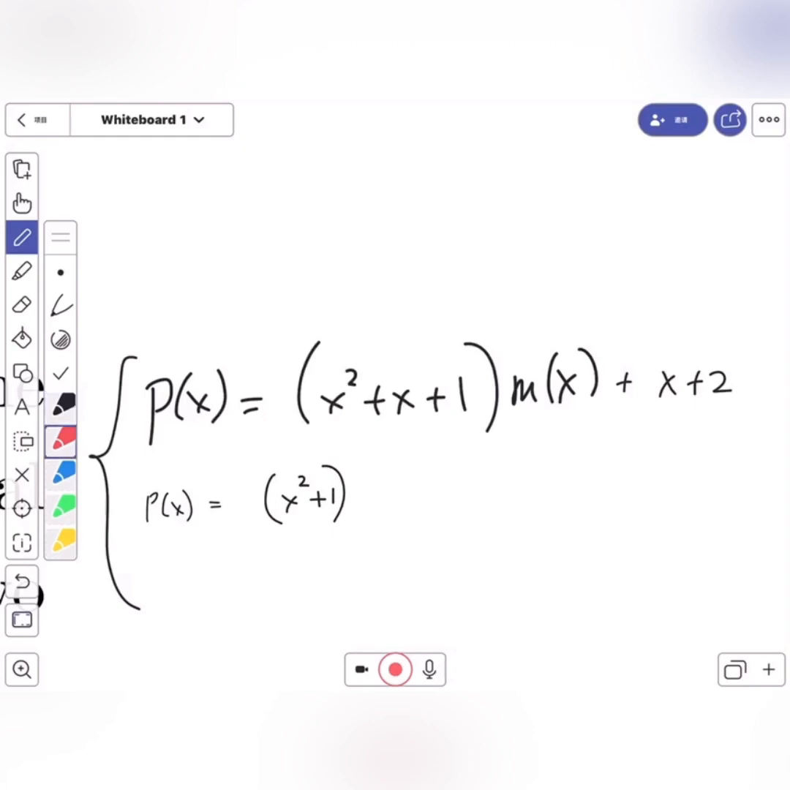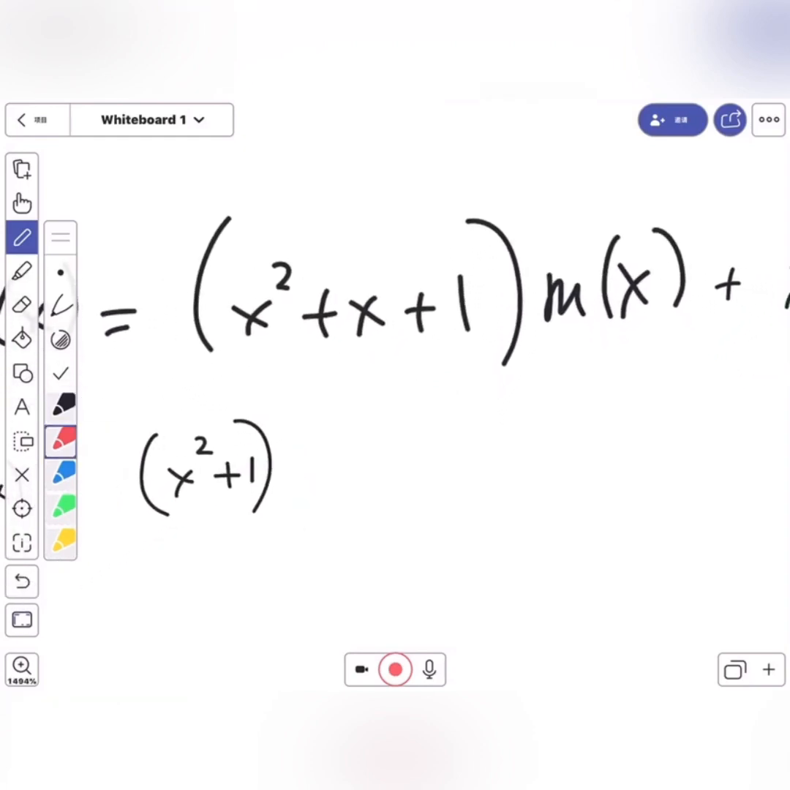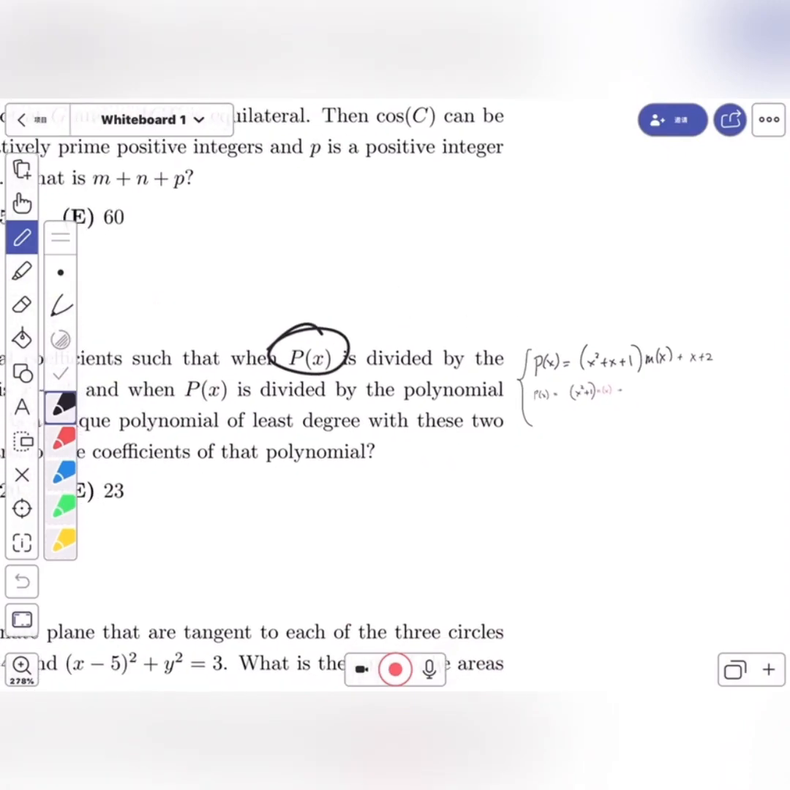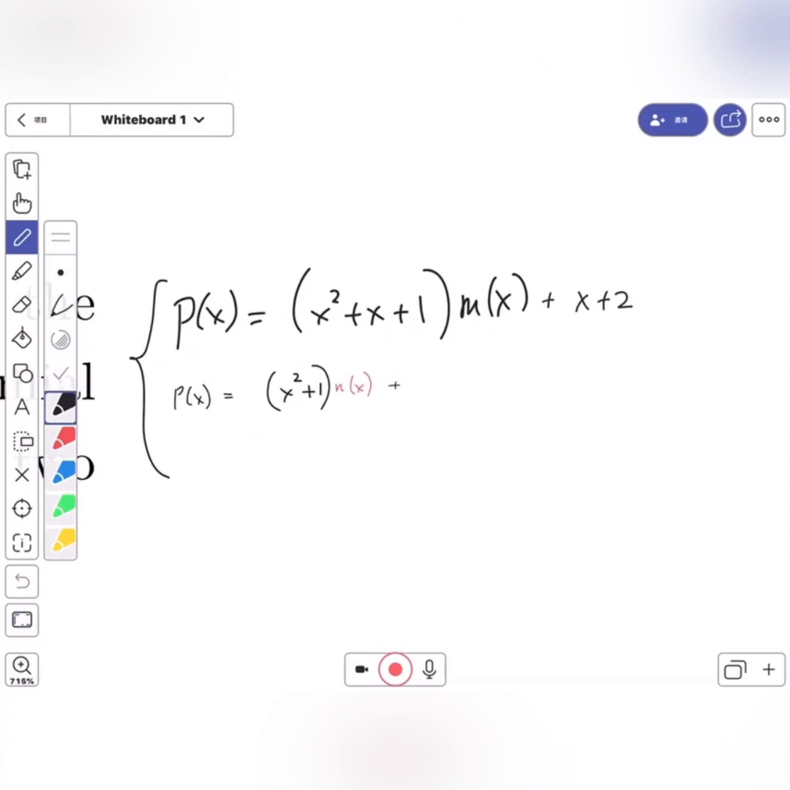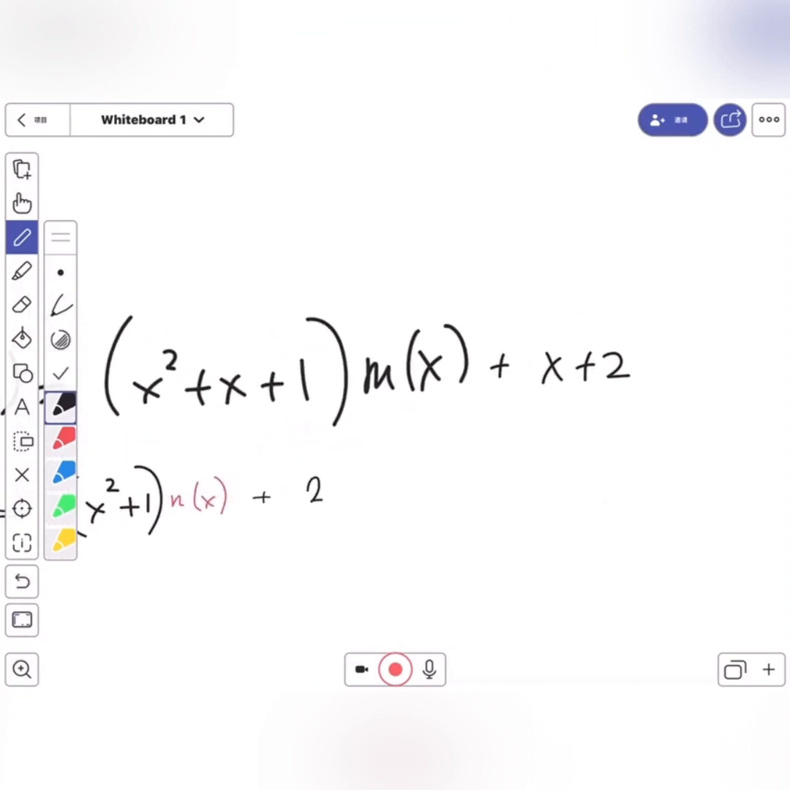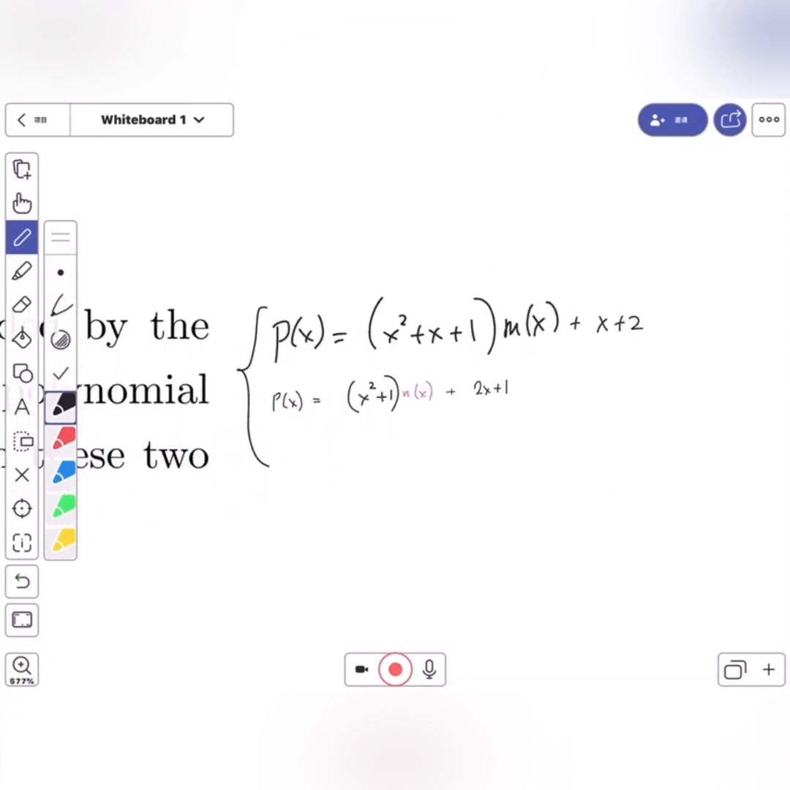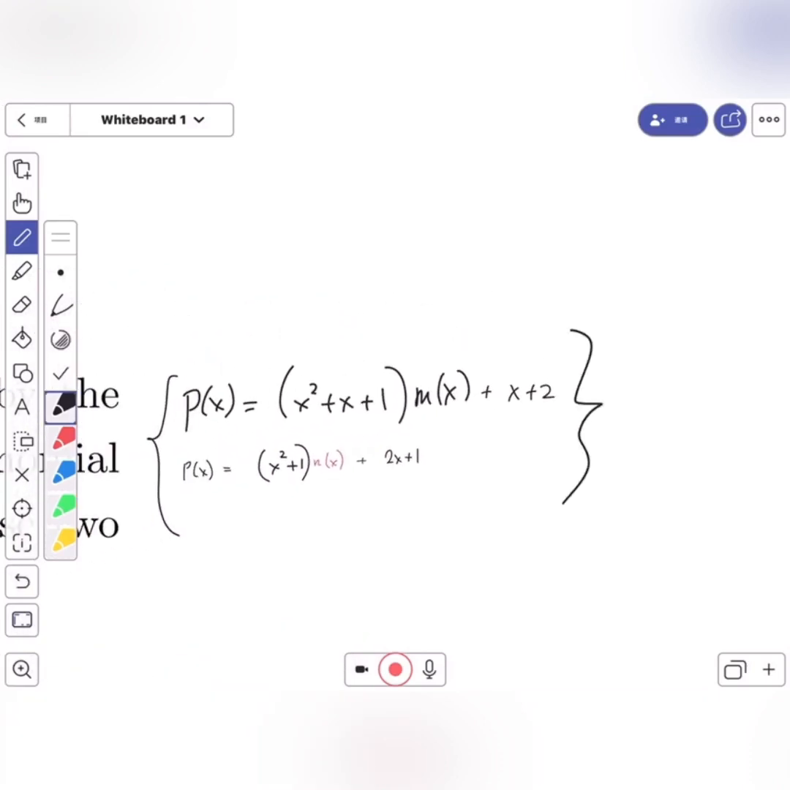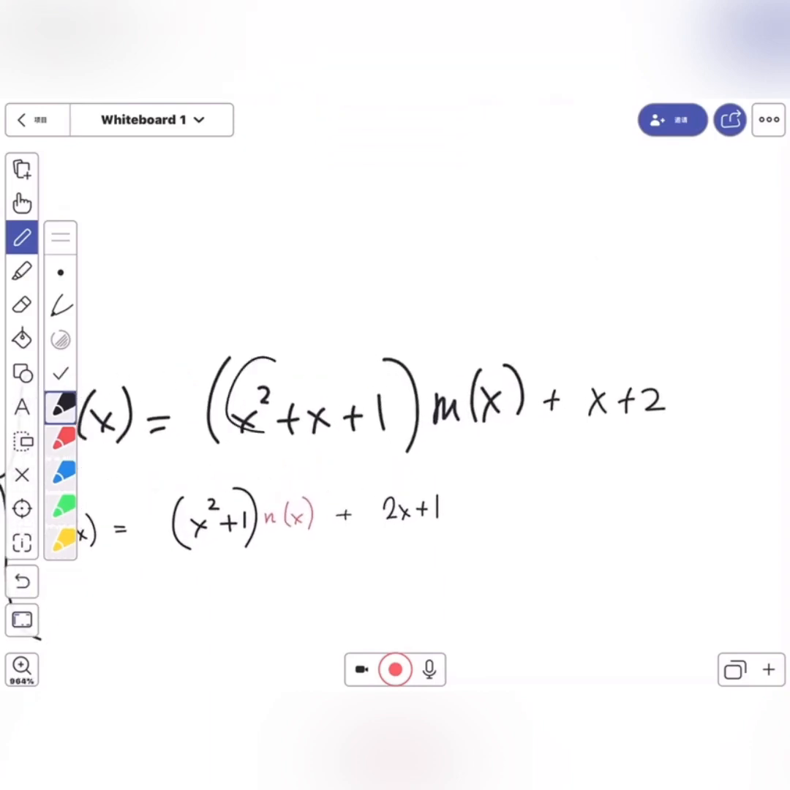So in this case, we're going to call it n of x. Now we plus a term, and that term would just be 2x plus 1, I believe. So now, let's just look at these expressions. What can we see in common? Well, there's also an x squared plus 1 right over here.